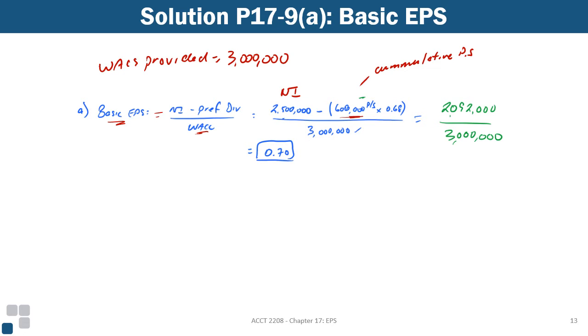Even though no dividends were paid in previous years, and this is a cumulative preferred share, we only look at 1 year's worth of dividends that would have to be paid at some point. So 68 cents. We take 2.5 million minus 600,000 preferred shares times 68 cents, which gives us $2,092,000 in earnings available to common shareholders. There are 3 million shares, so the basic EPS is 70 cents per share. That's nice and easy.